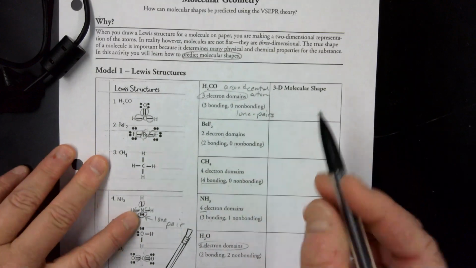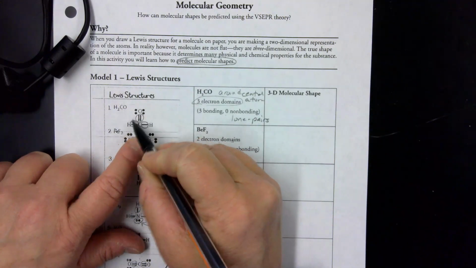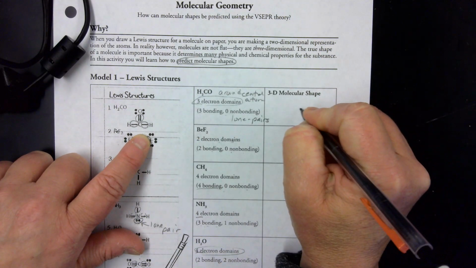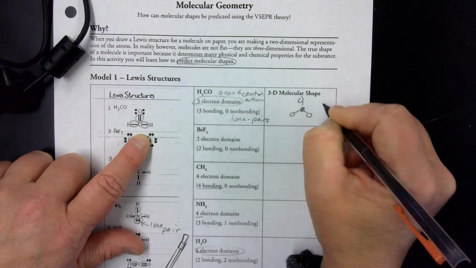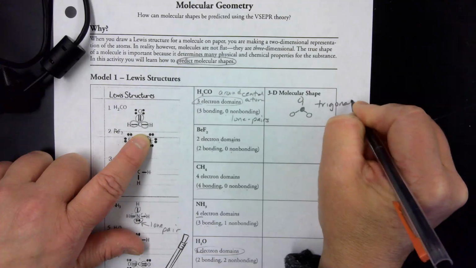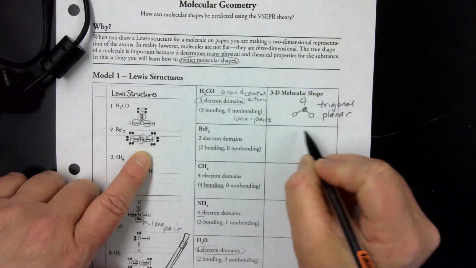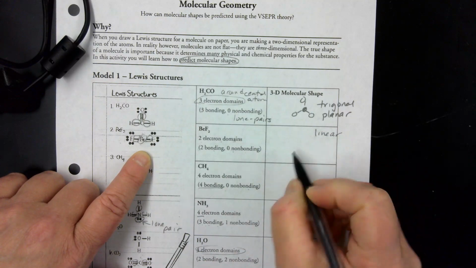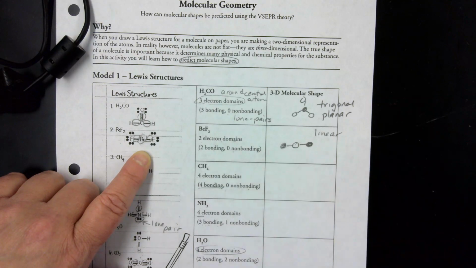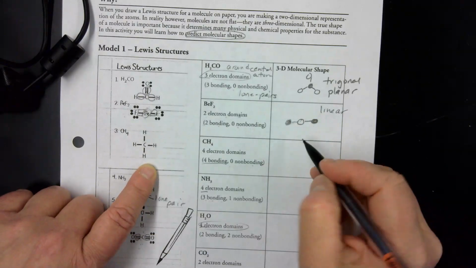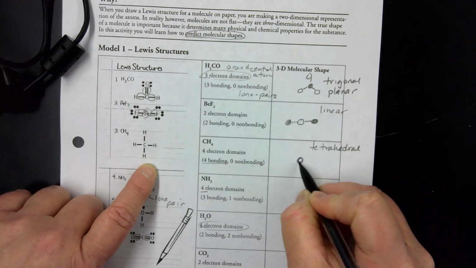The 3-dimensional shape here, we have a trigonal with a central atom with 3 atoms coming off of it. So this is going to look something like this. This is trigonal planar. Here we have a linear molecule, and this would look something like this. In this next one, we have a tetrahedral, where we have 1 atom in the center.